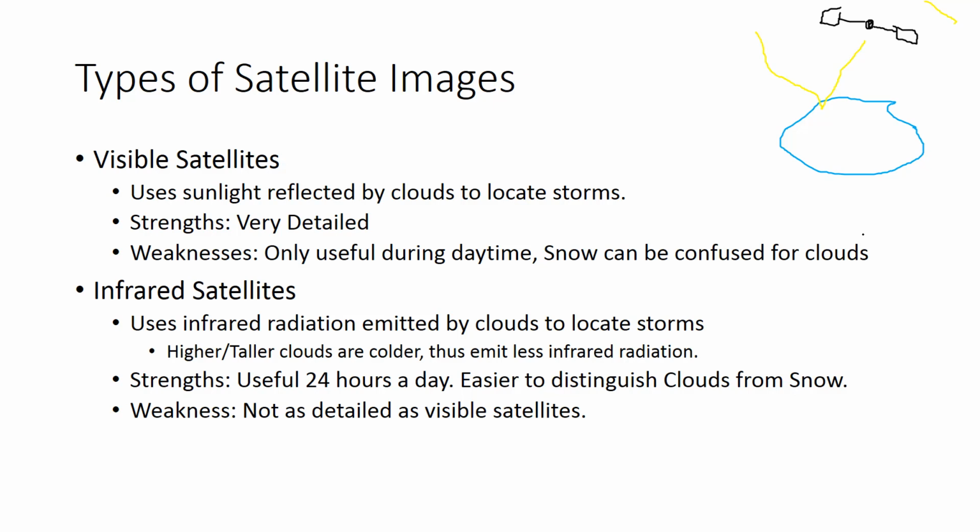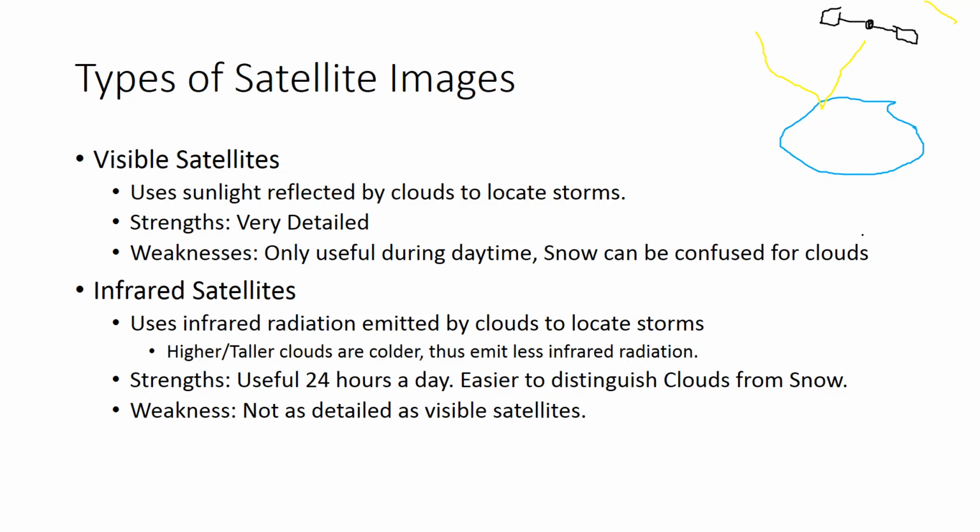However, there are two main downfalls to visible satellites. The first one is visible satellites rely on reflected solar radiation. So that means that you need sunlight to hit a cloud and bounce off the cloud. This is only useful during the daytime. These satellites are essentially useless at night because there's no sunlight.